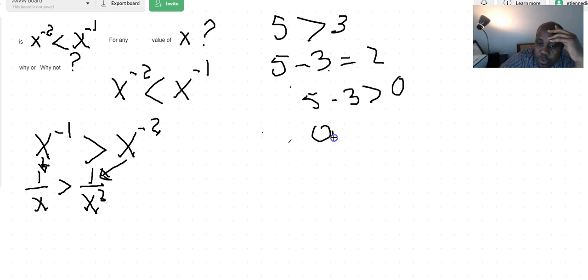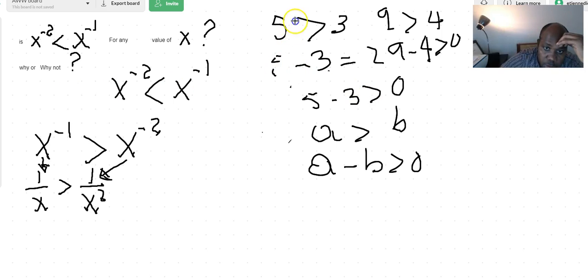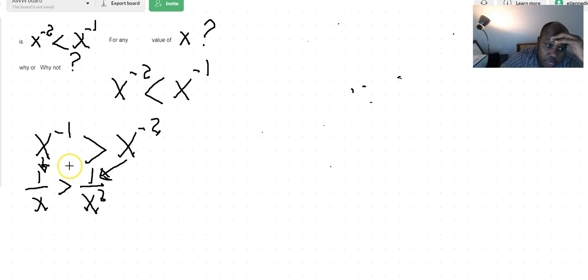There is a general theorem that says if A is greater than B, then I can always write A minus B is greater than 0. You can try to put in a number every time, whatever the number. If I have 9 greater than 4, I'm sure if I have 9 minus 4, it's still going to be greater than 0, because what I'm going to end up with is 5. Okay, so that's the idea. That's what I did here. Since x to the power of minus 1 is greater than x to the power of minus 2, I just wrote it differently.